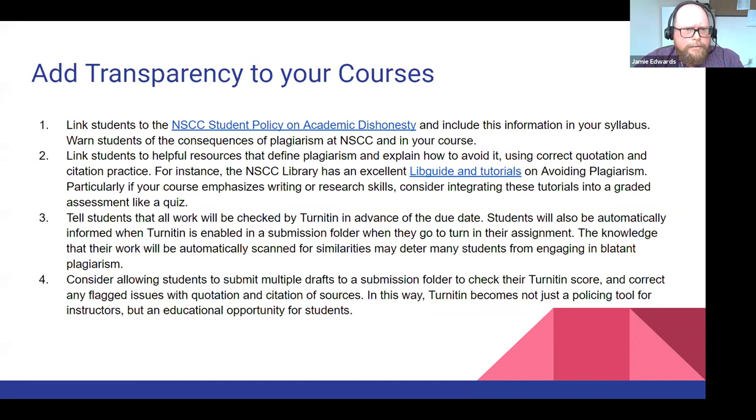So adding transparency to your courses with Turnitin, you can link to the student academic policy or incorporate that into your syllabus, hopefully this is in your syllabus, linking students to helpful resources to define plagiarism or resources on scholarly writing to help them know what they should look out for or how they should handle quotes versus paraphrasing. And the library has great guides on avoiding plagiarism. Also inform your students that their work will be checked by Turnitin in advance of a due date, and explain to them how you want them to use this tool to improve their writing before a final submission. And allowing them to submit multiple drafts is always good.